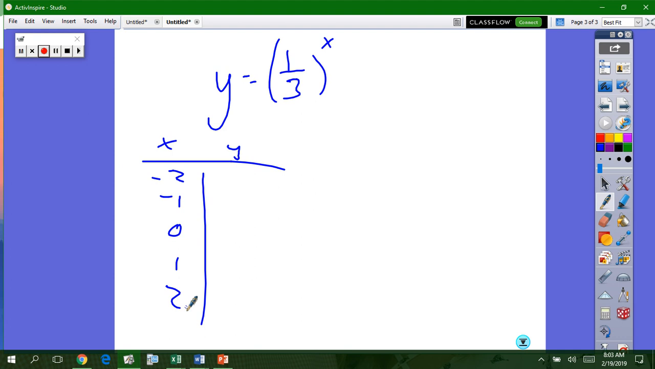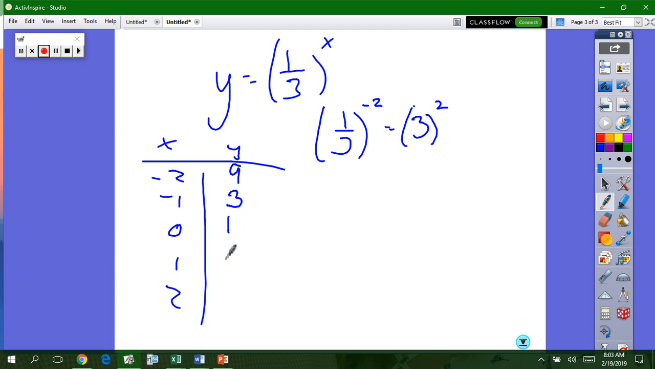So this right here, if I did -2, that's 1/3 to the -2. This is a good starting point just to remember something. How do I do anything raised to the -2 power when it's a fraction? I'm going to flip the fraction, and that switches the sign. So that's equivalent to just 3 squared, which is 9. 1/3 to the -1 is just the same thing as 3.